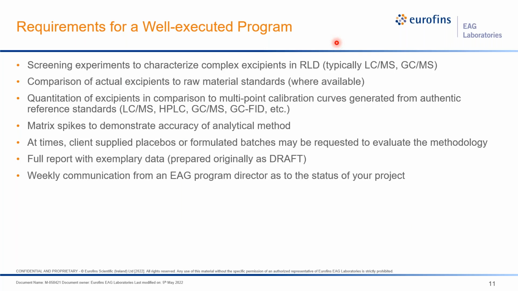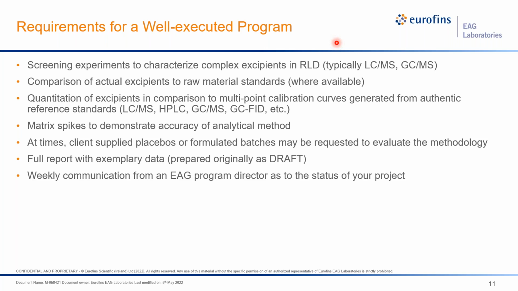So what exactly needs to be done to make these projects successful? Well, again, we hit on this fact, these are unknown materials. When we get the materials in our door, the RLDs, we don't know what's in them. So the first thing is we need to screen the materials. We need to get range finds. We need to figure out roughly how much of each ingredient is present so we can build calibration curves.